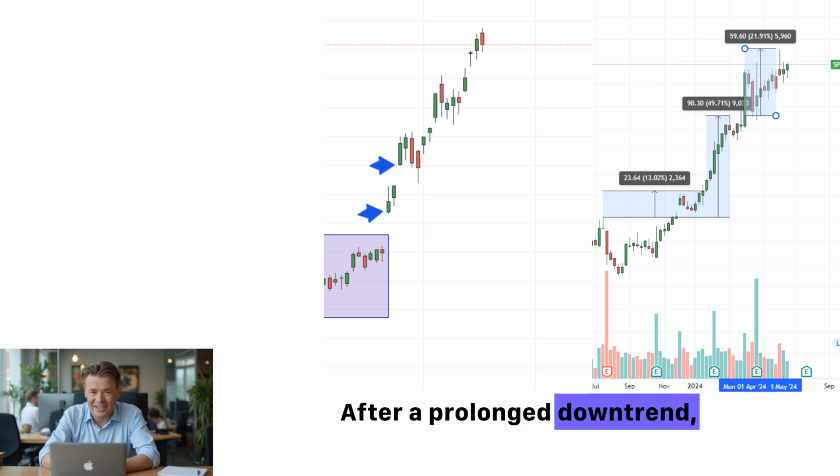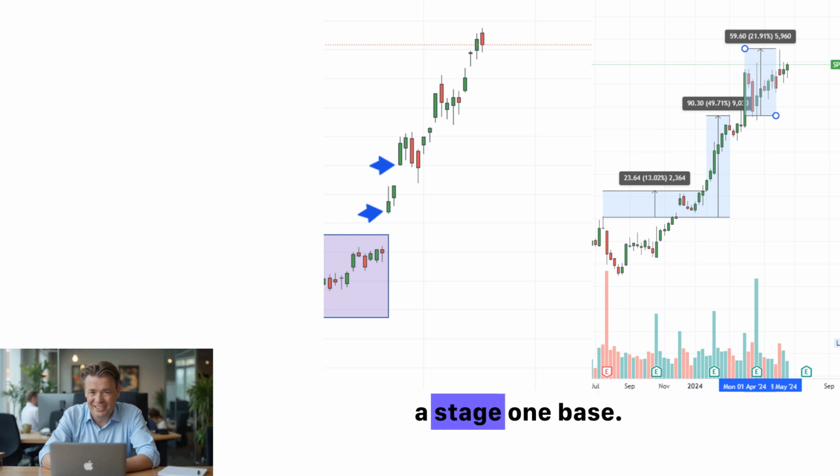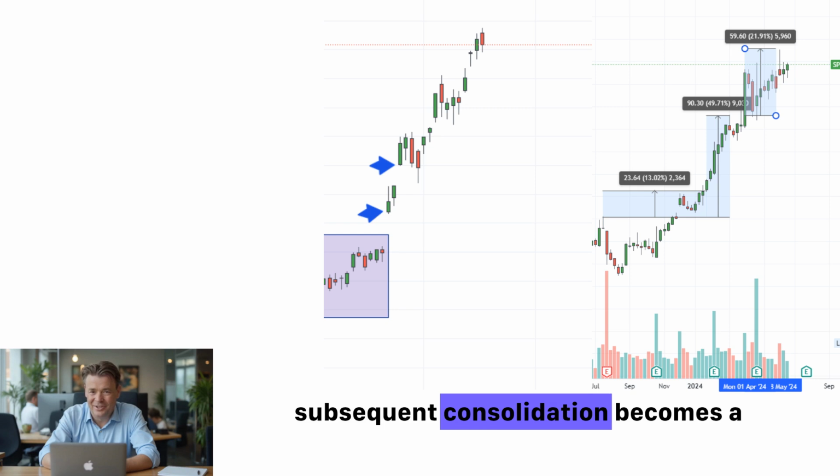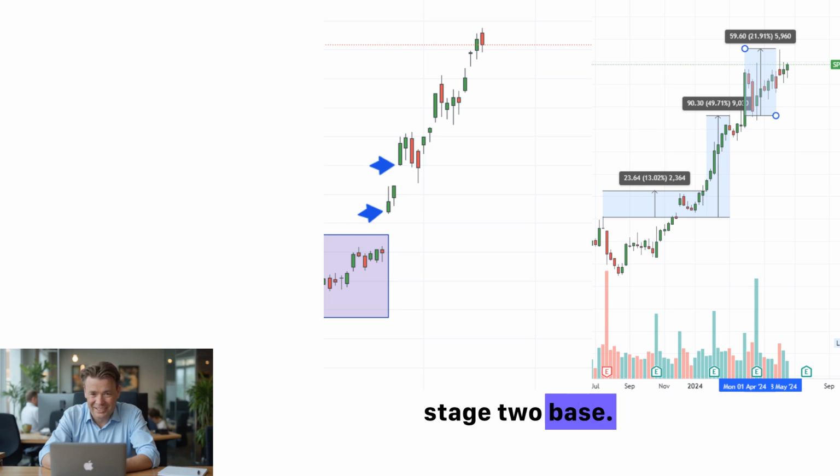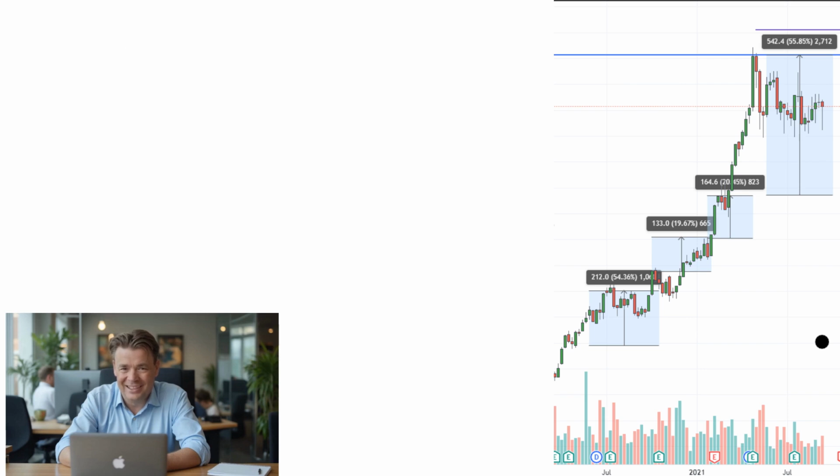After a prolonged downtrend, the first base a stock forms is considered a stage 1 base. If the stock breaks out from this base and rallies by 20% or more before forming a new base, that subsequent consolidation becomes a stage 2 base. This progression continues, with each 20% advance from a prior base leading to a higher stage count. If the gain between bases is less than 20%, the subsequent base is considered a later part of the same stage, often denoted with a letter, e.g. 2A, 2B.